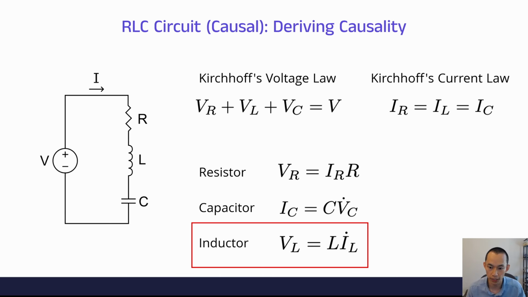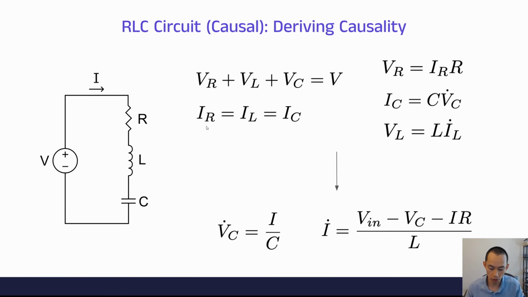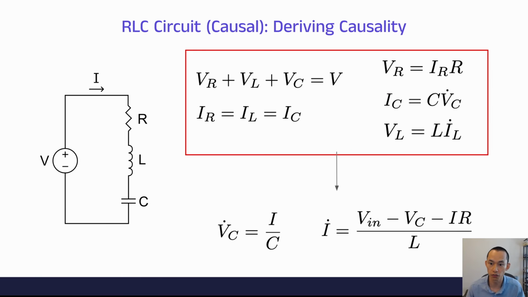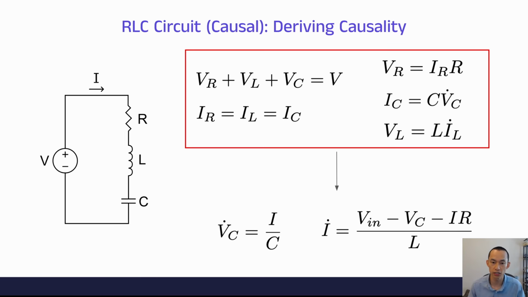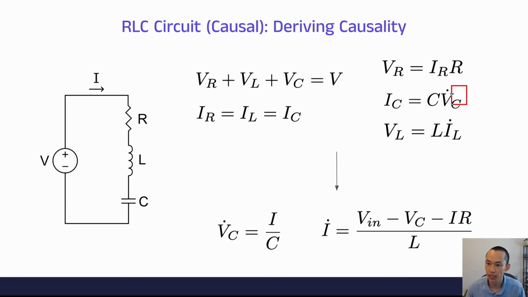All right. So what we need to do here is derive causality, just like last time, right? So we start off with the four equations that we just saw on the previous page from Kirchhoff's laws and the device equations. And we need to derive causality. In this case, we want to solve for the differential terms right here, VC dot and IL dot.